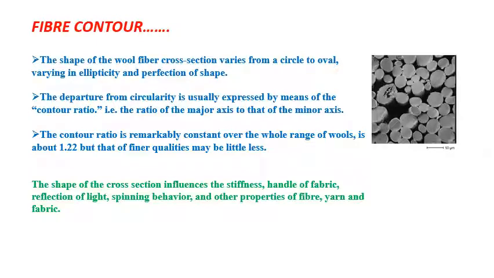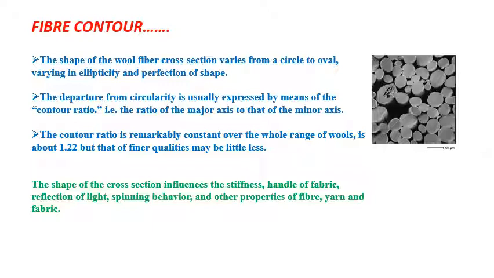So now we will see one more quality parameter, that is fiber contour. Contour means, in this case, the cross section area of the fiber. It is related to the diameter. The shape of the wool fiber will be mostly circular, but sometimes it will be oval. This variation is called ellipticity and perfection of shape.